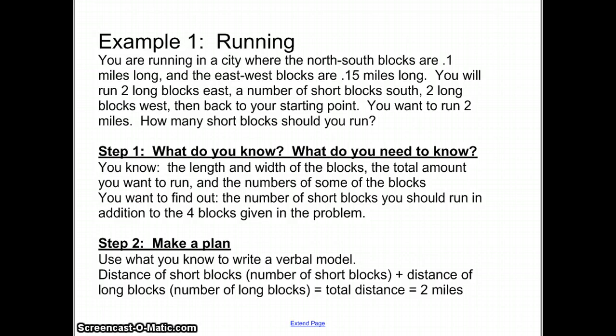So in step 2, we're going to make a plan. Use what you know to write a verbal model. That's a model with words. So if you take the distance of the short blocks times the number of short blocks, plus the distance of the long blocks times the number of long blocks, you're going to get the total distance, which is 2 miles. You take the short distance plus the long distance, and that gives you the total distance of 2 miles. Well, we can use this verbal model to write an equation.